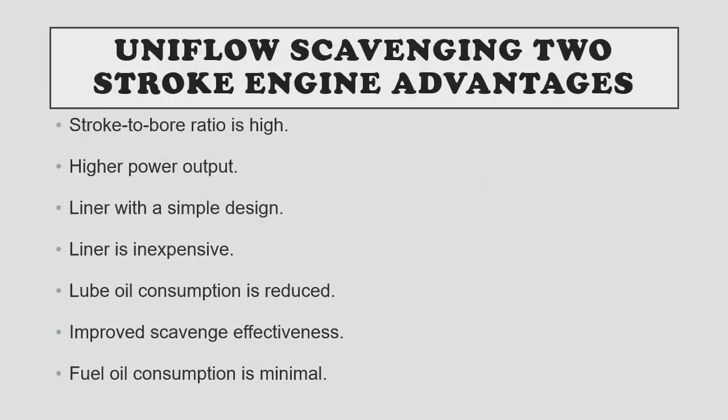The uniflow scavenging two-stroke engine advantages are: stroke to bore ratio is high, higher power output, linear with a simple design, linear is inexpensive, lube oil consumption is reduced, improved scavenge effectiveness, and fuel oil consumption is minimal.